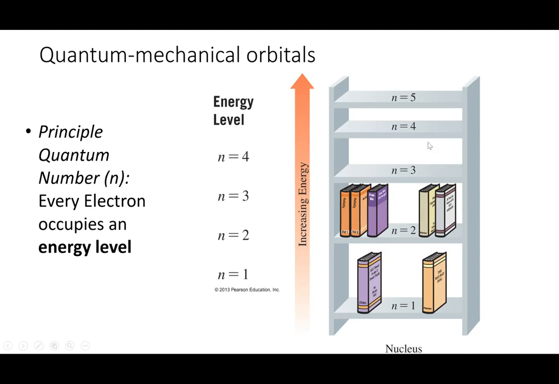And I'll continue to fill bookshelves that way from the bottom up until all the books have a home, until all the books are gone. Electrons do the exact same thing. They're going to fill the bottom energy or the lowest energy level first. So this N equals 1 bookshelf. Then they'll go to the second energy level and the third and the fourth all the way to the top. So electrons really behave very much like we do.